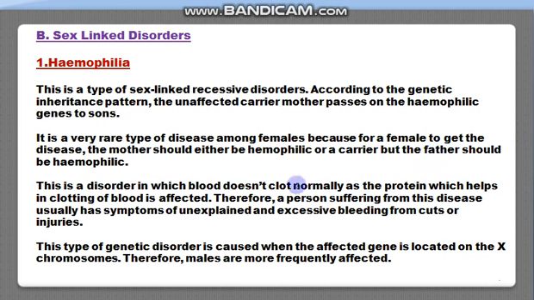because the protein which helps in the clotting of blood is affected, and therefore a person suffering from hemophilia usually has the symptoms of unexplained and excessive bleeding from a minor cut or injury. This type of genetic disorder is caused when an affected gene is located on the X chromosome, and therefore males are more affected by this disease because they have only one X chromosome.